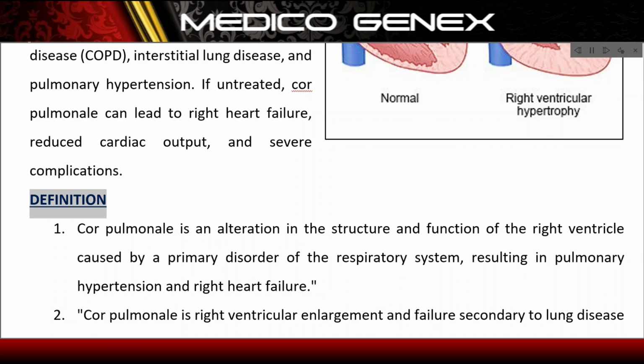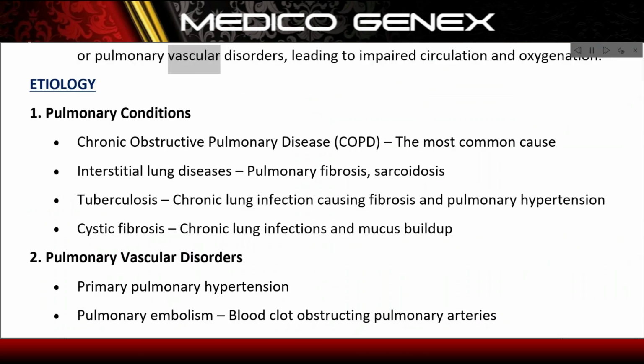Definition. Cor pulmonale is an alteration in the structure and function of the right ventricle caused by a primary disorder of the respiratory system, resulting in pulmonary hypertension and right heart failure. Cor pulmonale is right ventricular enlargement and failure secondary to lung disease or pulmonary vascular disorders, leading to impaired circulation and oxygenation. Etiology. 1. Pulmonary conditions.